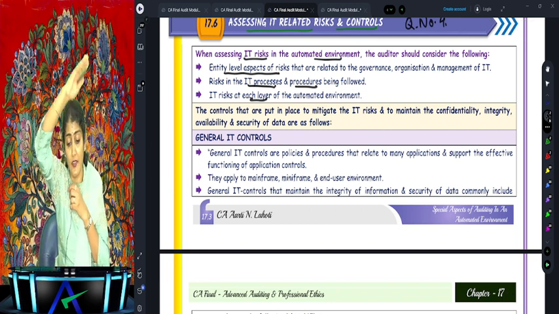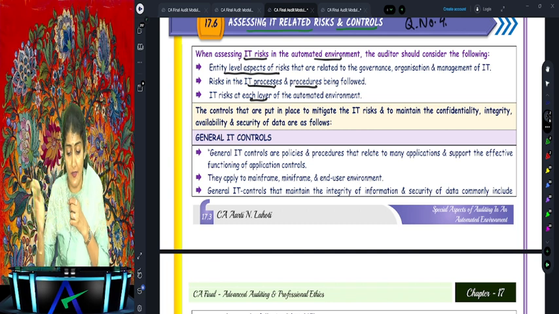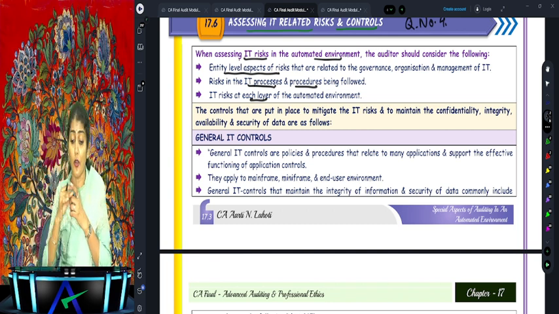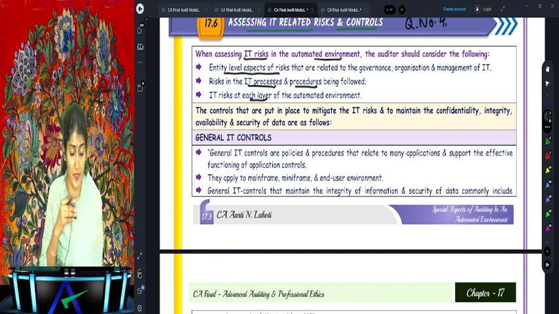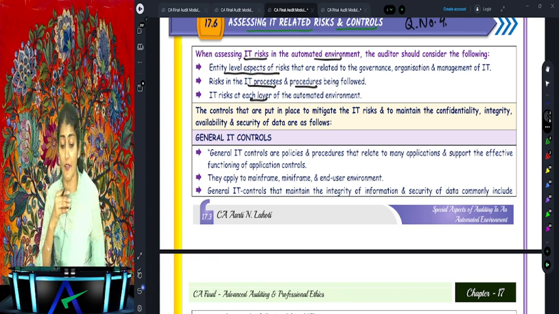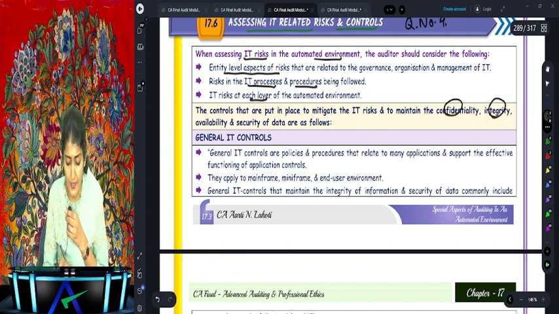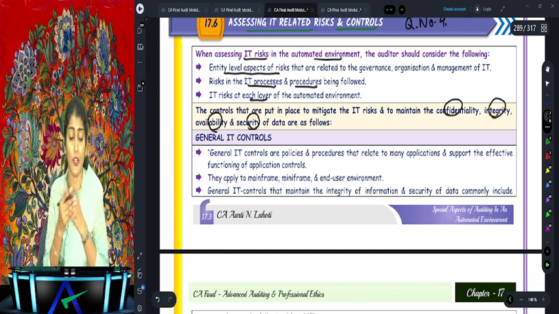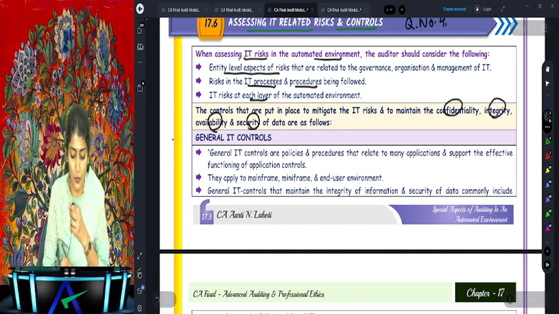So you need to check the risk at the entity level, then process level, and also at each layer of the automated environment. Is it clear to everyone? And then what are the controls which have been put in place? Why have these controls been put in place? To ensure the confidentiality, integrity, availability, and the security of the data. And what are the controls which have been put in place?